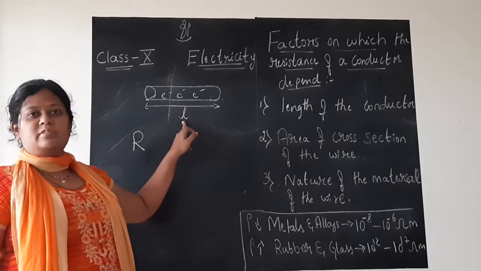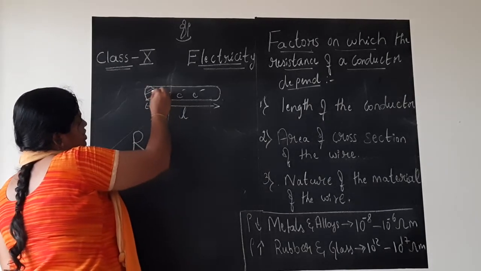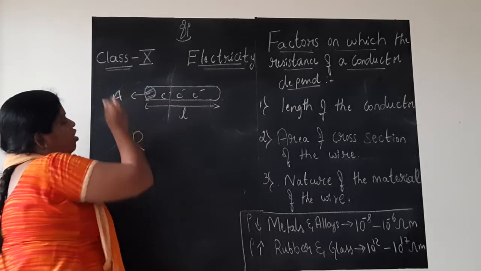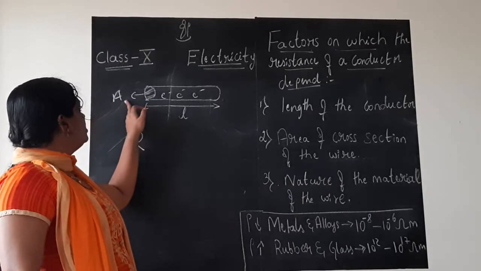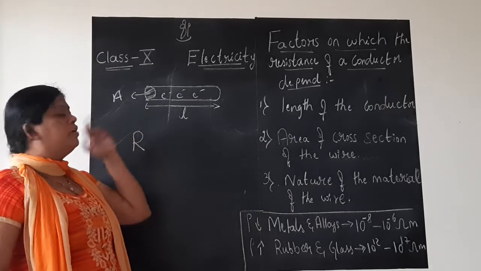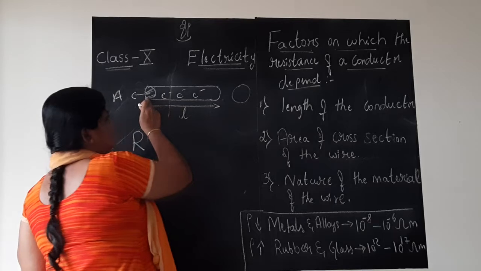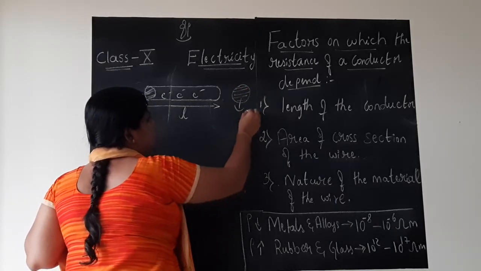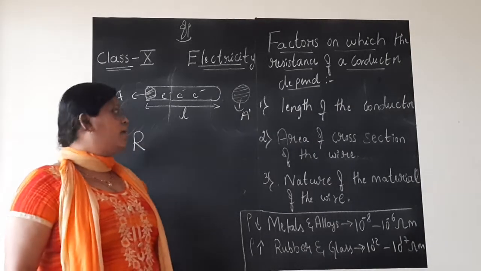I have represented it by small letter A, and this opening of the wire, what you see, is the area of cross section A. Area of cross section of the wire. That is, if you draw it separately, you have the circular opening. This circular area is the area of cross section we are talking about.